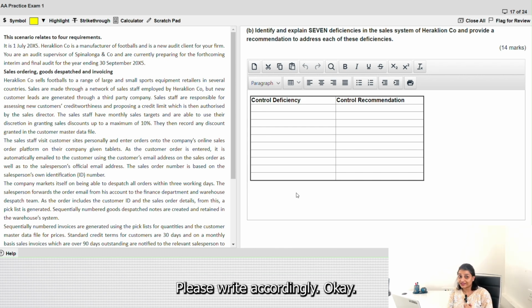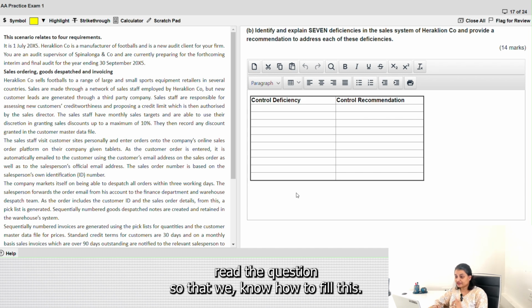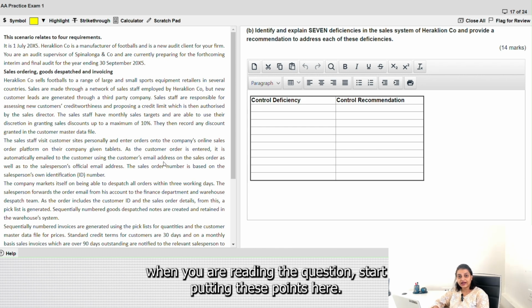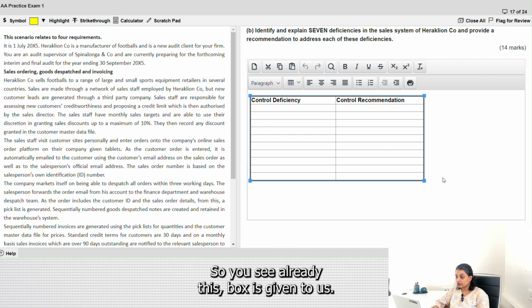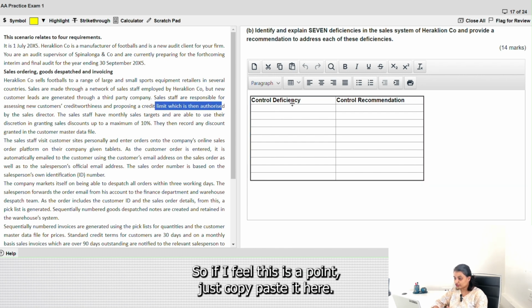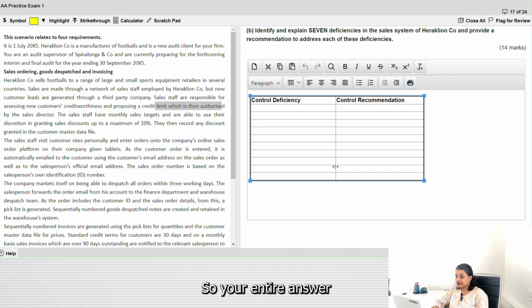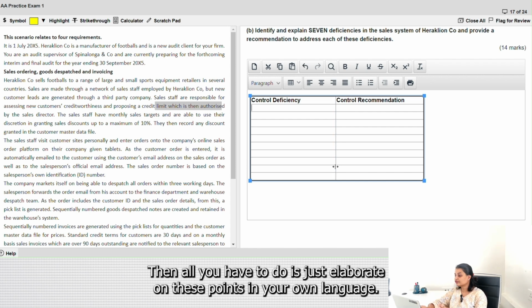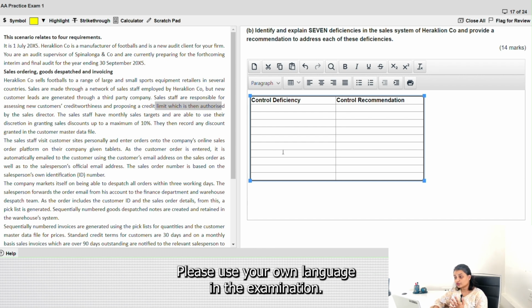Please write accordingly. Okay. Now let's read the question so that we know how to fill this. One key way to answer this question is, as you are reading the question, start putting these points here. You see this box is already given to us. So if I feel this is a point, just copy, paste it here. So your entire answer would have fallen into place by the time you have read the question. Then all you have to do is elaborate on these points in your own language. Please use your own language in the examination.